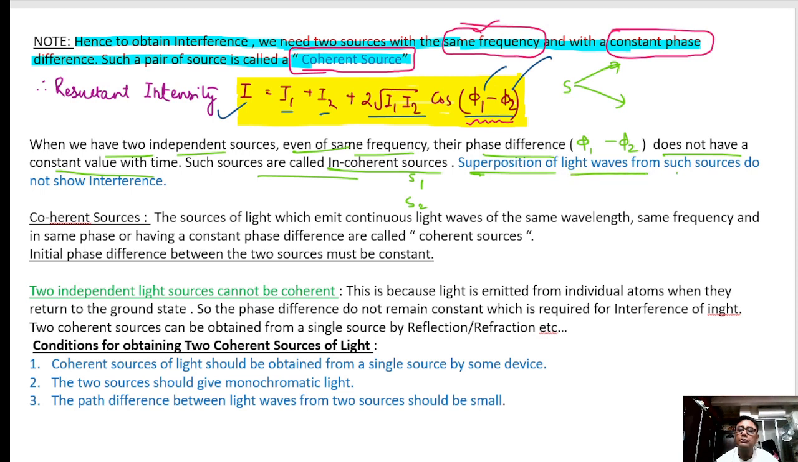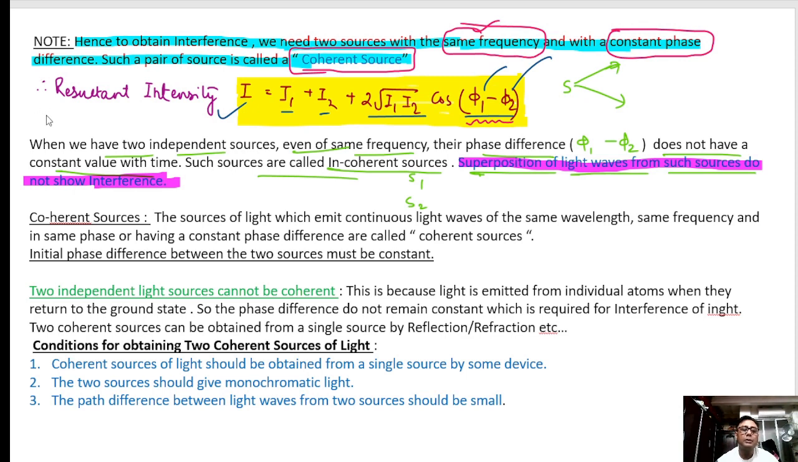So superposition of such light waves from such sources does not show interference. Please note that superposition of such waves will never show interference of light if their phase differences are not constant. Clear? Next.